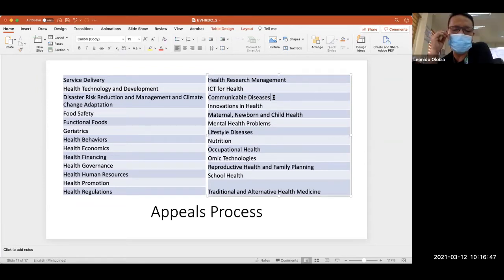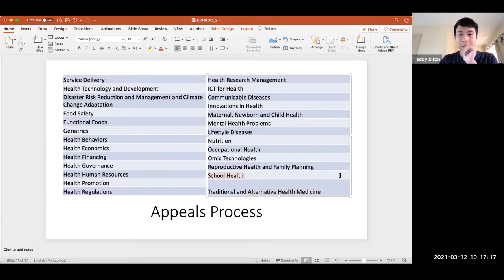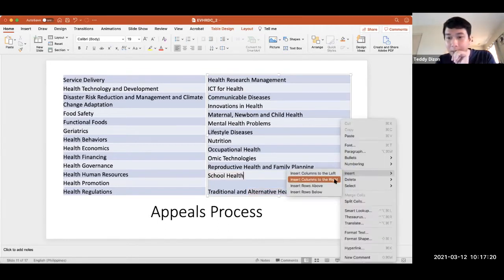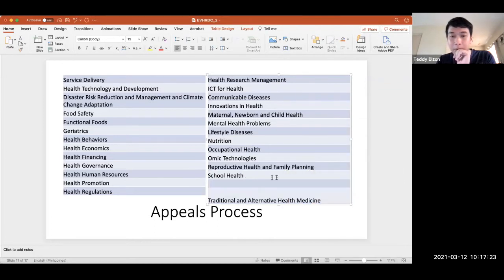Actually, the communicable diseases, even in the programs, what is there are the endemic ones, like schisto, malaria, TB. COVID is under emerging diseases, so I would prefer it to be placed in a separate one. Okay. So magdadagdag po tayo ng isang row. Mag-insert lang po ako ng row below, at i-read ko lang po siya.